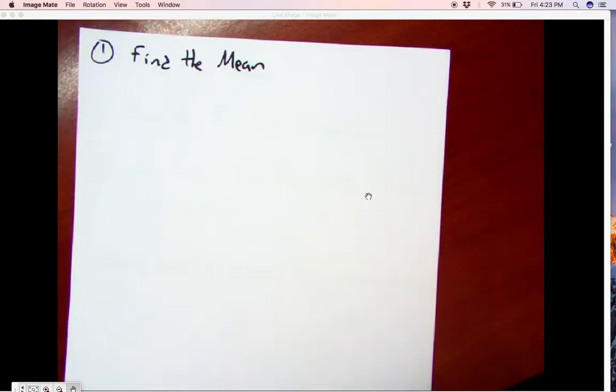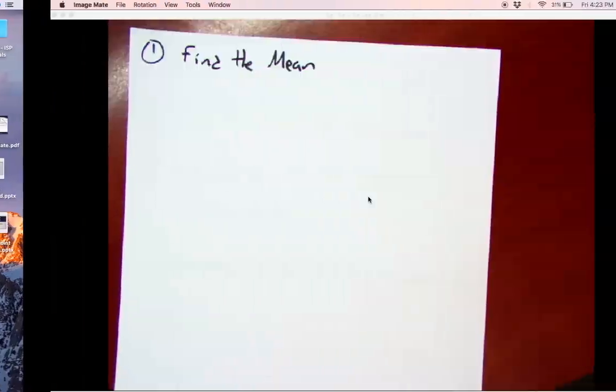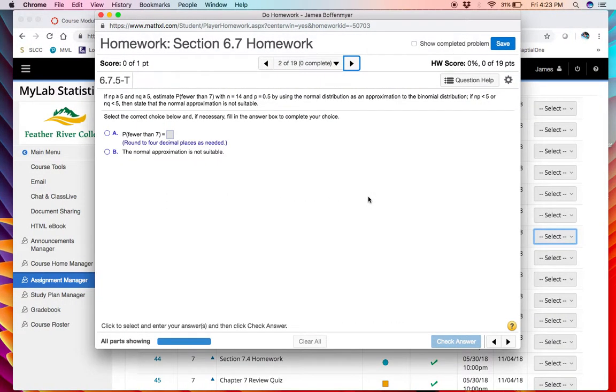For our particular problem, our n is 14 and our p is 0.5. So in order to find the mean, we have to do n times p. In this case, it would be 14 times 0.5, which gives us a mean of 7.